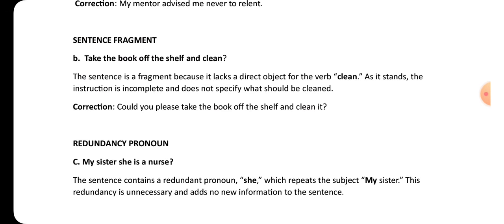Let's go to the second example. The second example says: take the book off the shelf and clean it. How do we explain this? So we explain it because it is what? A fragment. This is a fragment because it lacks a direct object for the verb, which is what? Clean. It lacks what? A direct object.